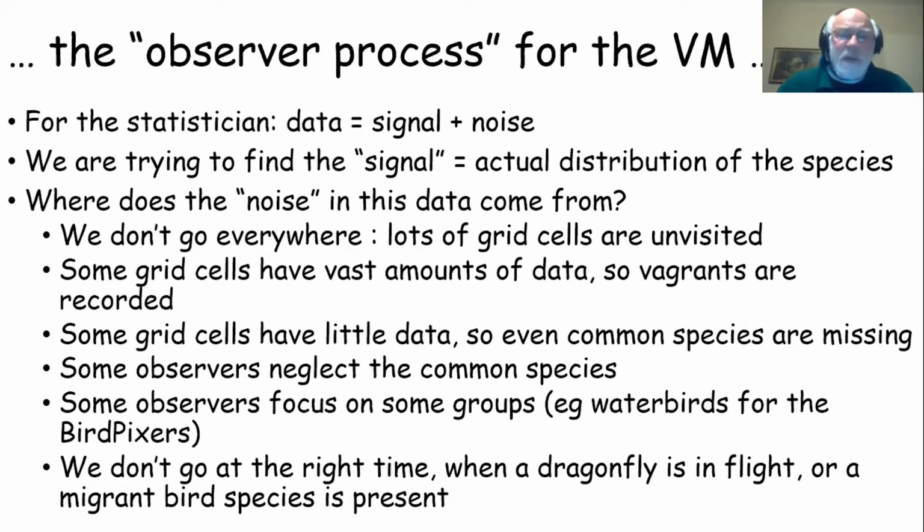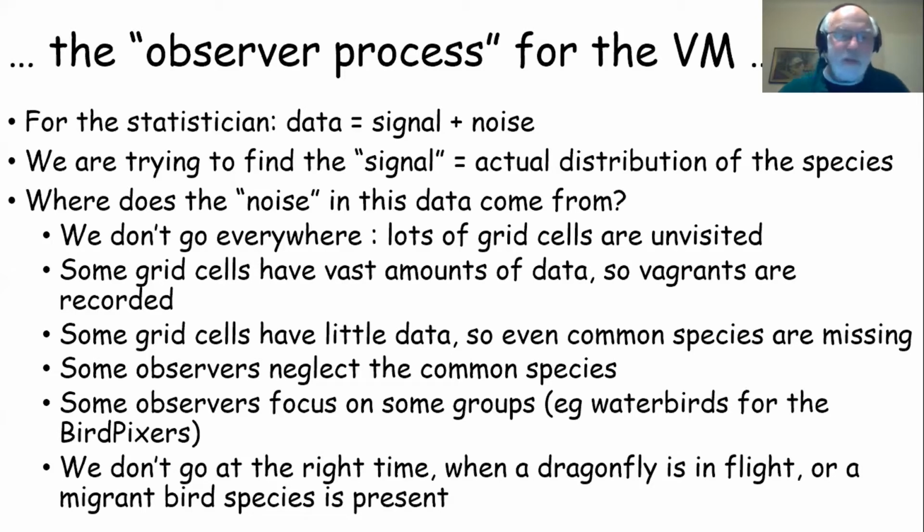So some grid cells have vast amounts of data, thousands of records, and so species which just occur occasionally or as vagrants are recorded and their presence gets reported on the presence-absence map. Some grid cells have very little data, so even common species are missing. Some observers, particularly with the virtual museum, know painted lady has been recorded in this grid cell already.